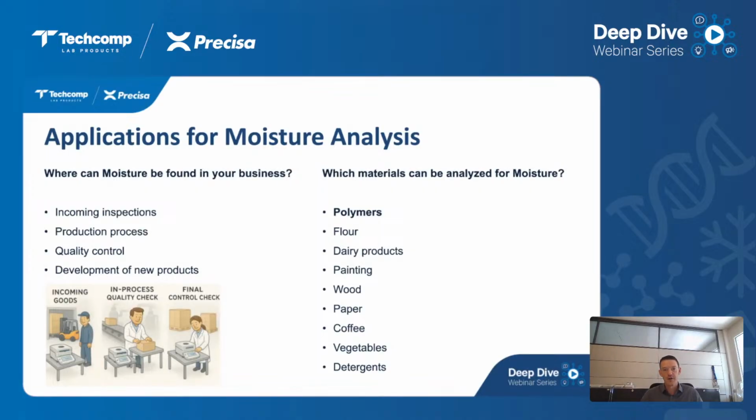Polymers, where we will have a further look later on. Flour, to ensure that the dough is getting good with this type of flour, and then eventually also the bread. The dairy products, painting, to check that it's not too liquid or too solid. The quality of wood, for example burning wood, paper, as well as coffee, the moisture content of vegetables, and also detergents and other chemicals.